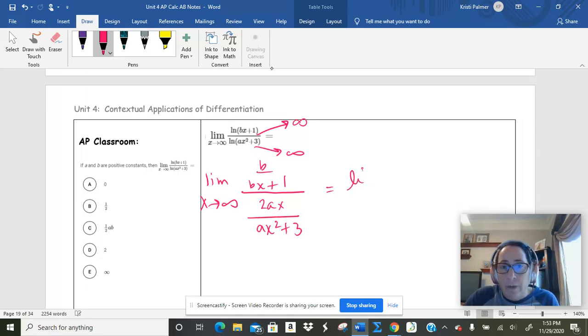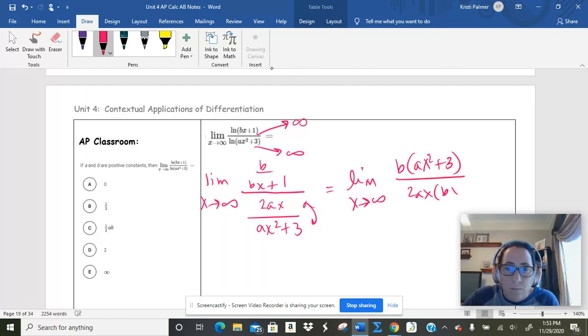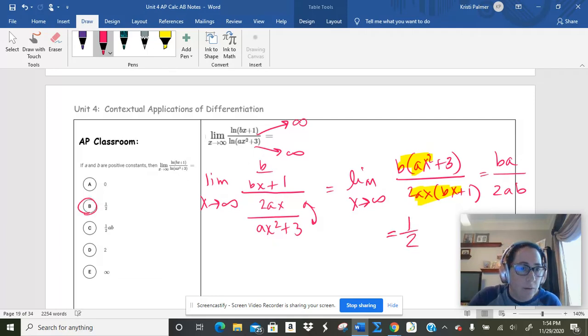And I'm just going to rewrite that by multiplying by the reciprocal. And now I look at the leading terms. And now I see that they are both growing by an x squared, so I can take the coefficients. Simplify to 1/2.